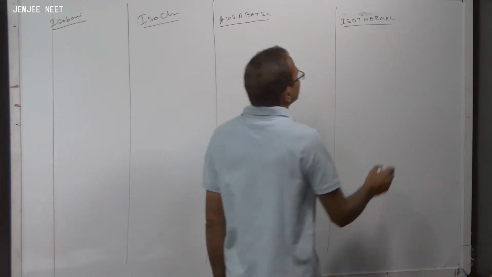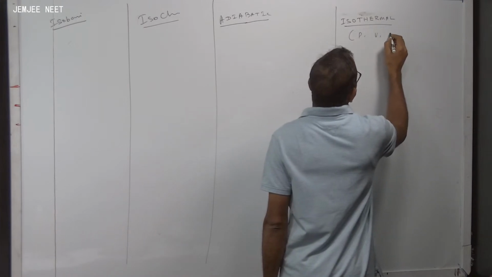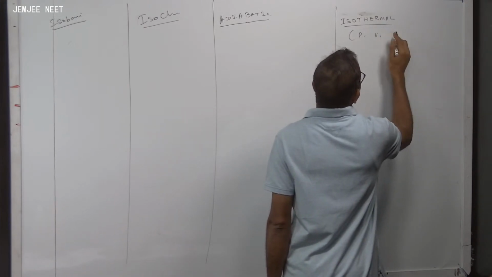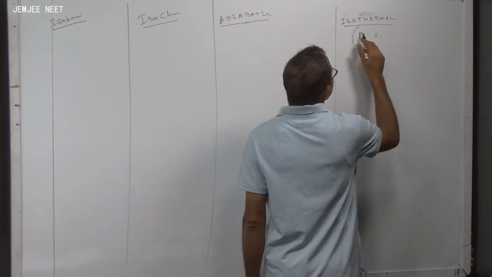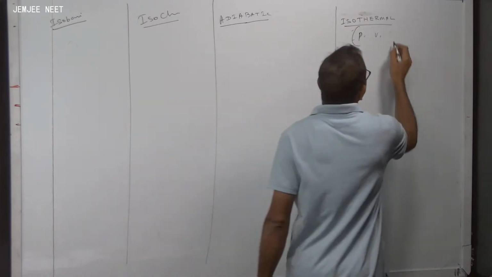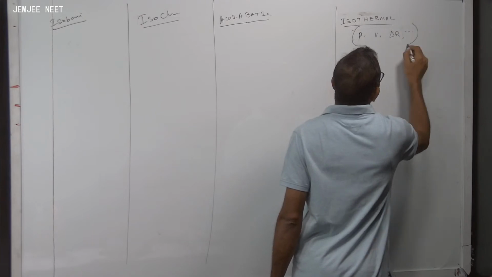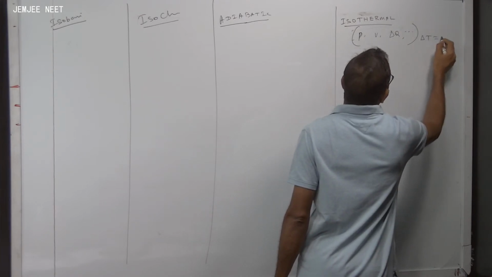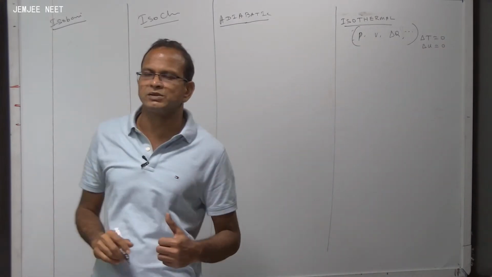Isothermal, what is constant? Pressure can change, volume can change, temperature cannot change. Can you supply heat? Of course. What should not change? Change in temperature is 0, change in internal energy is 0. Got it?